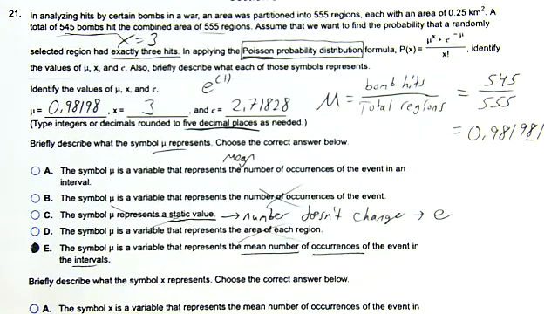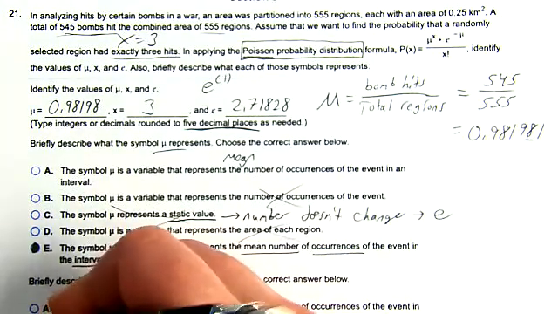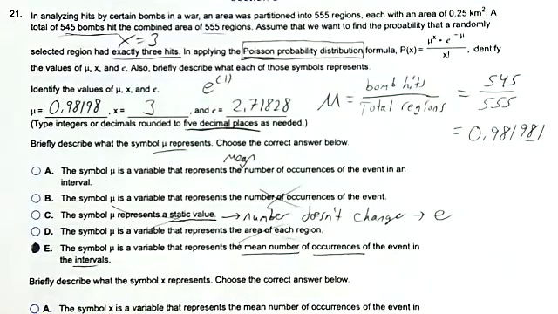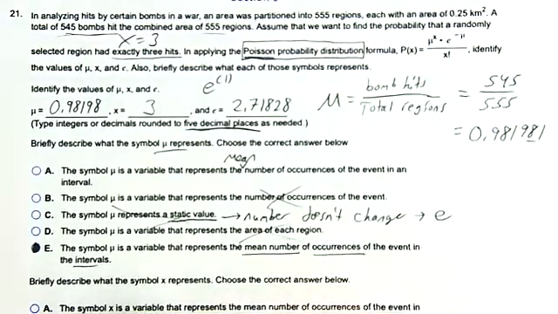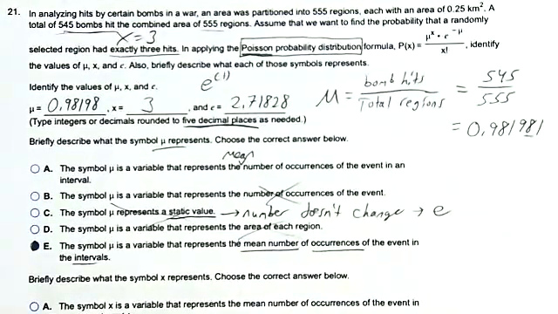Well, X is the number of occurrences. B. A describes mu, so that's not right. Symbol X is a variable that represents the number of occurrences of the event. Well, it has to be of the event in our interval. So they forgot part. Static value, again, that's going to be for e, so not for this one. Area for each region, we don't need that.